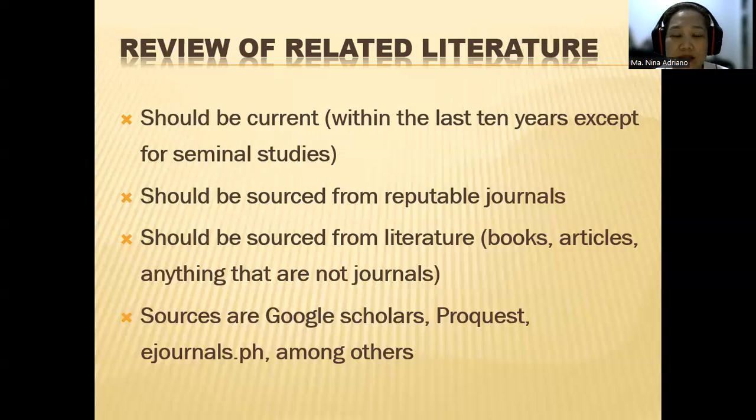So how do you write the review of related literature? I believe that many of you are already in this part. First, you have to know your variables. Your variables should be taken from the title, and usually there are two or more variables in your study. If there are two variables, it's always plus one when you use a heading in the review of related literature. I'm going to discuss that further later.